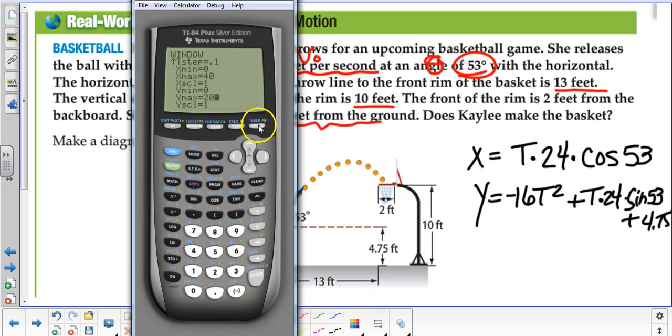All right, so here's the path of the basketball. This means nothing to us. If I trace along, here's the ball at every point in time. The question is, does she make it? Well, what do we know? How far is the basket away? 13 feet. Is that an X or a Y?